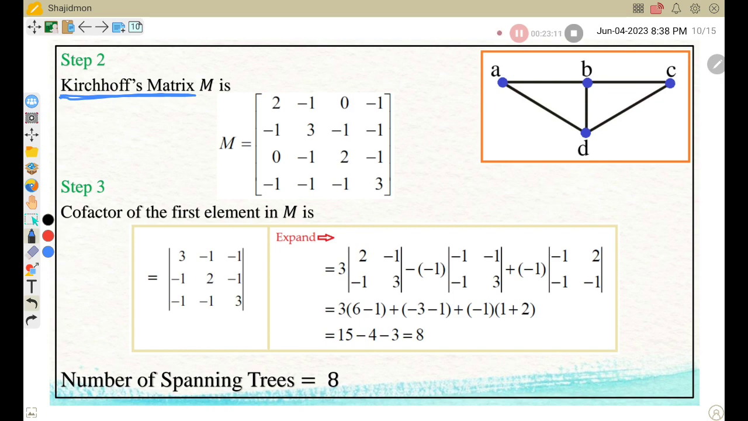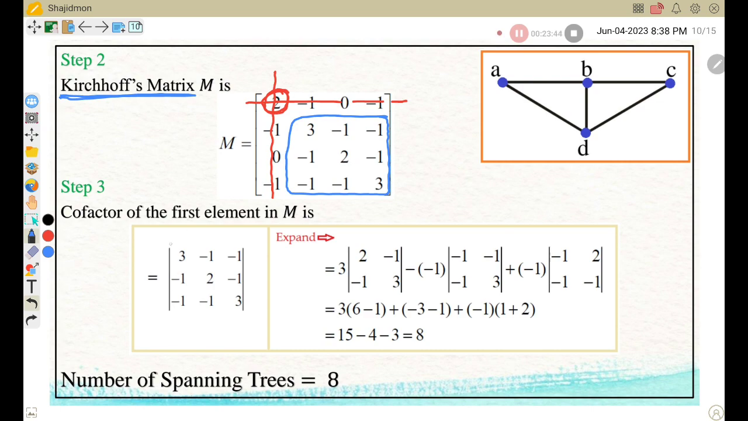Now, from this matrix, we need to find the cofactor of any element. Cofactor of any element means, okay, you can take the cofactor of the first element. For example, what is the first number here? 2. Now, how are we calculating the cofactor actually? If you are taking the first number, delete the row and column that number is in. Take the remaining matrix here. What is the remaining matrix here? That is 3, minus 1, minus 1, minus 1, 2, minus 1, minus 1, minus 1, 3.